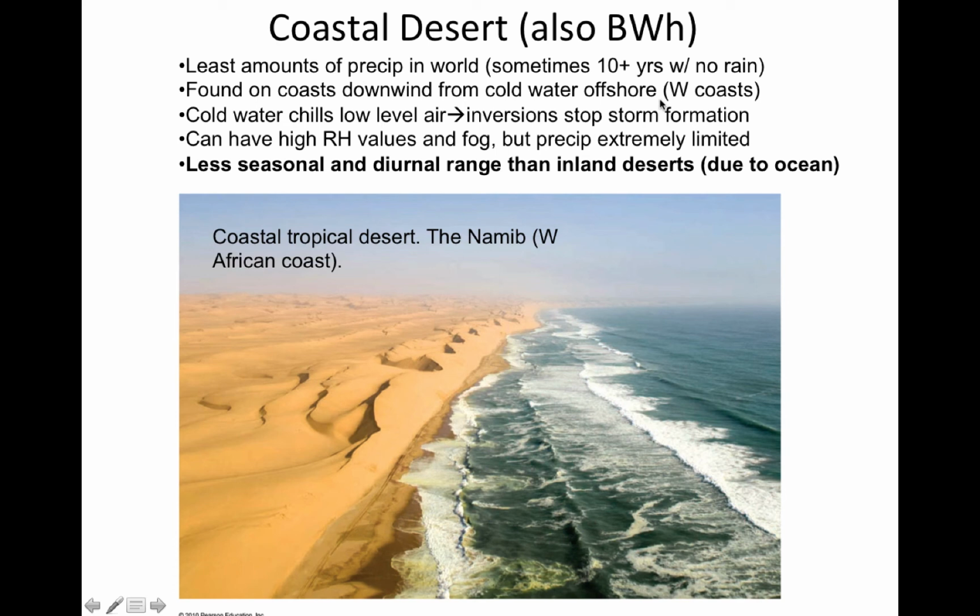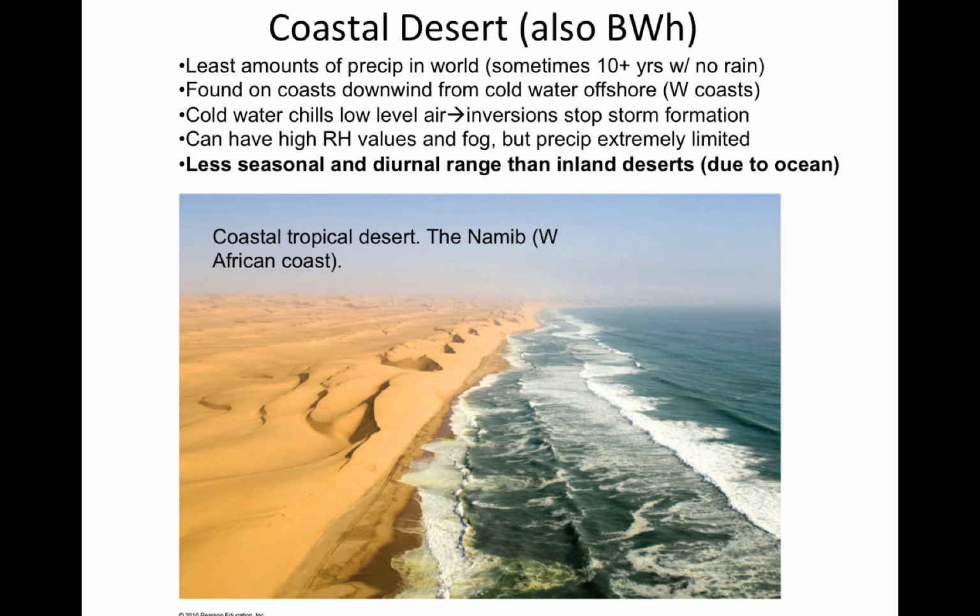They're found on the west coast of Africa and the west coast of South America. Baja would also be considered one, the west coast of North America, but I would say the Atacama, Peruvian, and Namib deserts are the driest by far. Cold water chills the low-level air. So we've looked at this in the oceans. When you put warm water on top of cold water, it's stable. In this case, we're putting cold air underneath warmer air aloft, and that's called an inversion. Inversions suppress storms from forming.